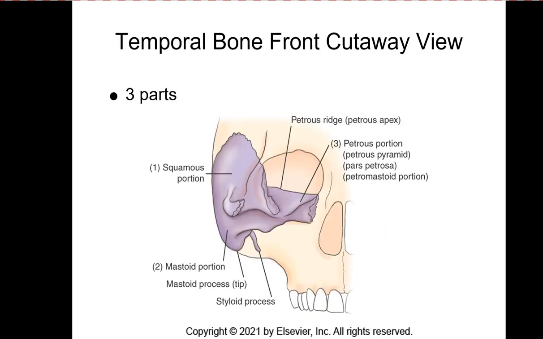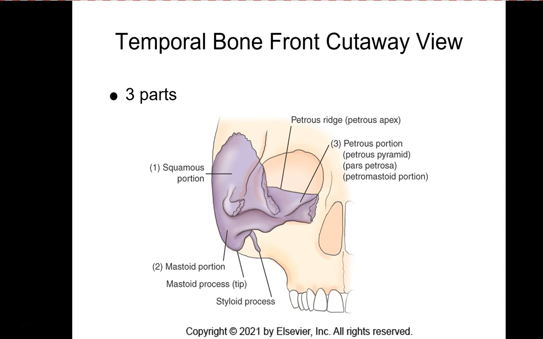Okay. Each temporal bone is divided into 3 primary parts. And we've already kind of talked about the first part, the squamous portion. Remember, that is the flat upper lateral part of the temporal bone. This part of the skull is quite thin and is actually the most vulnerable portion of the entire skull for fractures. The second portion of the temporal bone is the mastoid portion. And remember, that is posterior to the EAM.